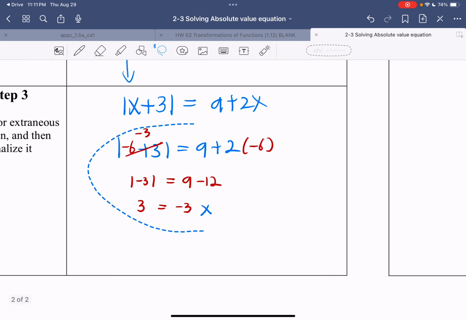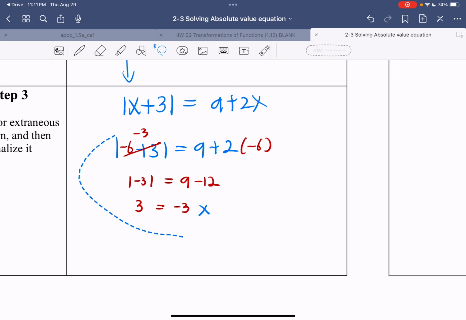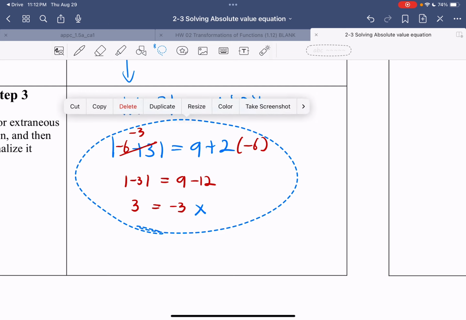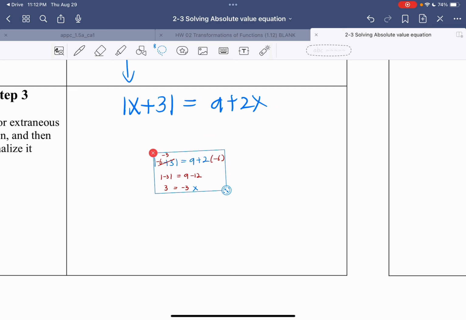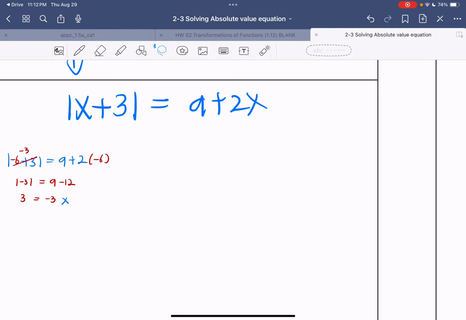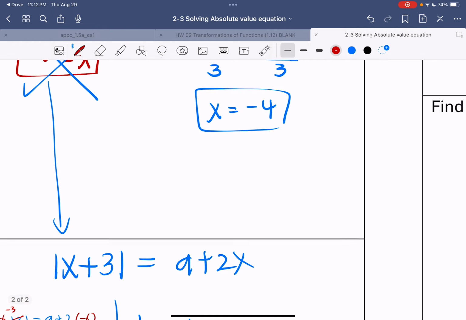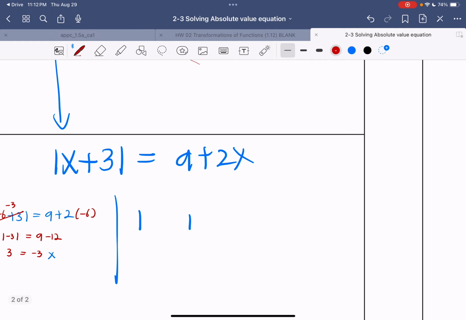Ooh, I think I wrote it too big, so I think I have to flex it. But since you are just using paper, you know you cannot flex it, so just use your space wisely. So I'm going to do exactly the same thing, but this time instead of x, I'm going to plug in negative 4. So let's see if it works.